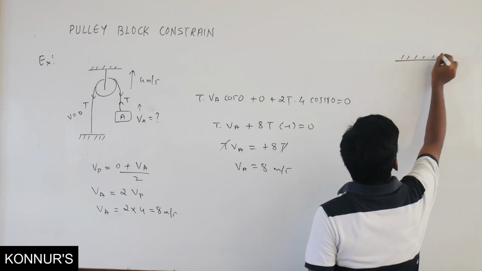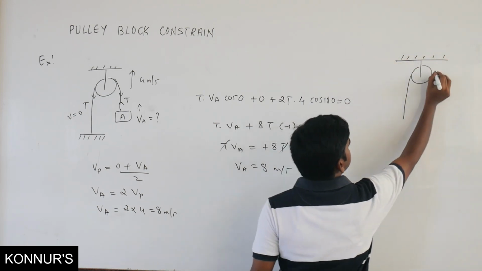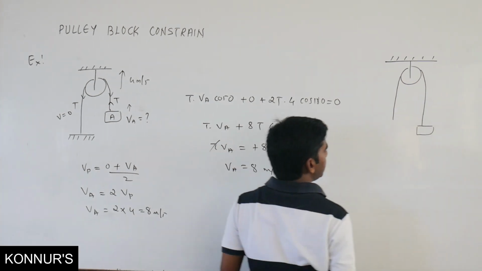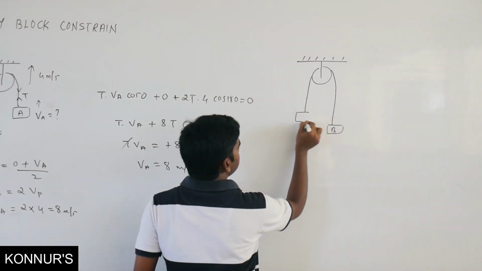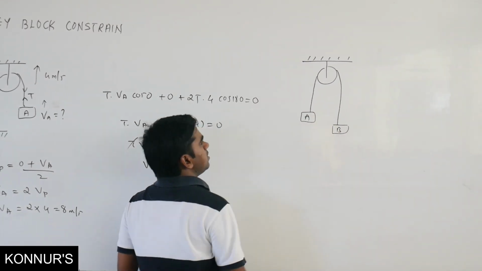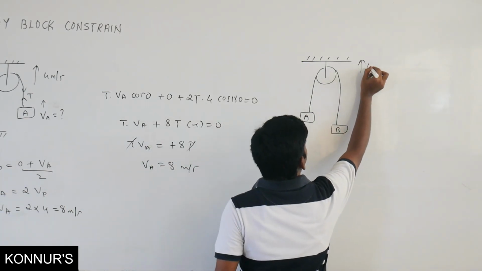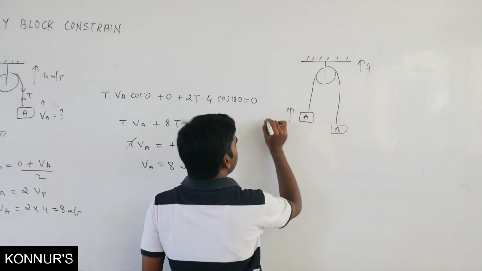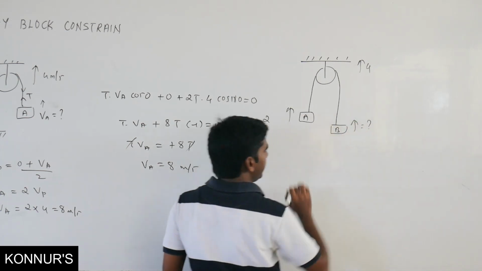suppose a pulley is here, one mass is moving in this direction, another mass is moving here. Suppose this is B, and this you can take as A. Suppose the pulley is moving with velocity 4 and A is moving with, say, velocity 2. What will be the velocity of B?